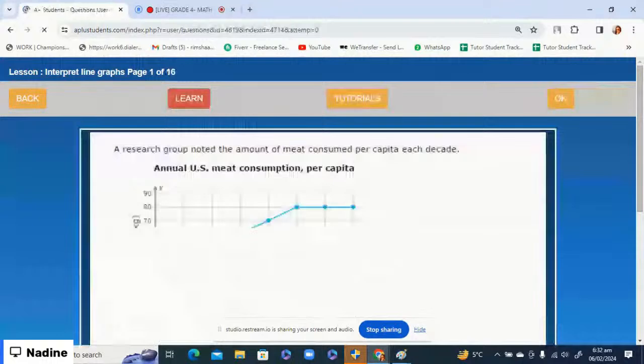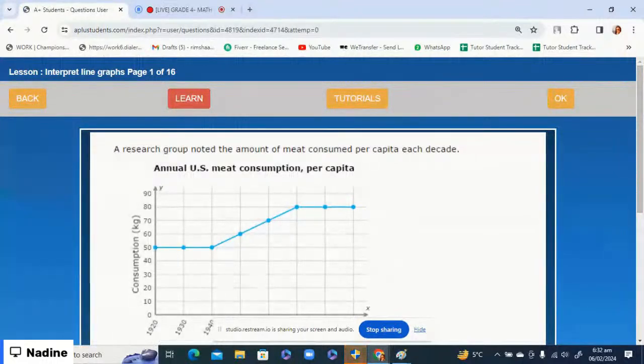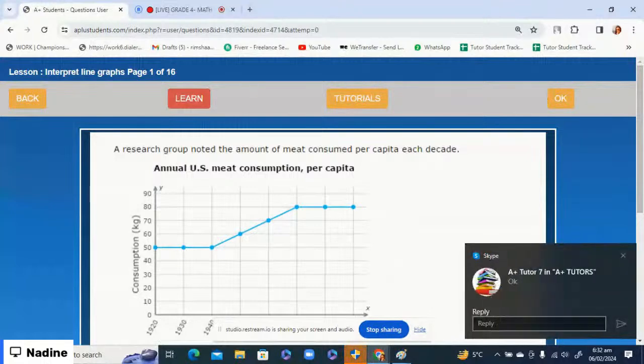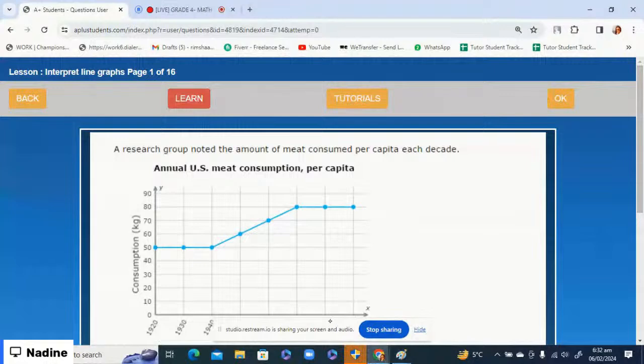Let's do some test questions for that. Okay then. So here a research group noted the amount of meat consumed per capita each decade. Annual US meat consumption per capita is given.